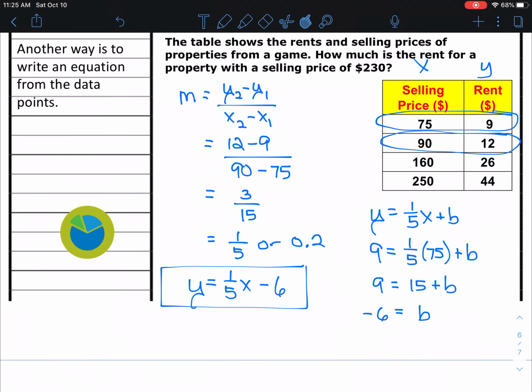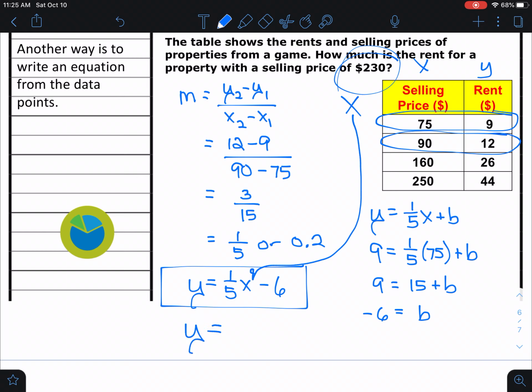I already kind of know what x and y are because of my table. My x is selling price, my y is rent. So this is the last thing that I have, is that this is $230, but that's the selling price. So I know that this represents x. So you have to figure that out. Now, always figure out, am I plugging in for x or y? In this case, I'm going to plug this in for x. Okay, so I'm going to say y equals 1/5 times 230 and then minus 6.